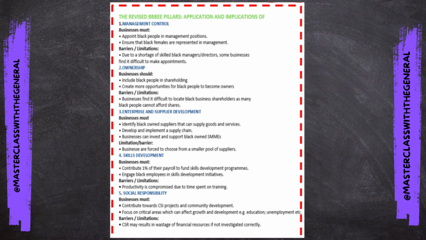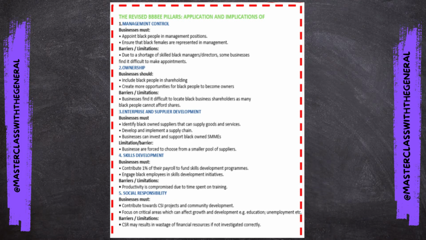That's management control. Number two, it is ownership. What do we mean by ownership? Include black people in shareholding. This is not being a manager. This is now becoming an owner of the business where you are able to buy shares.